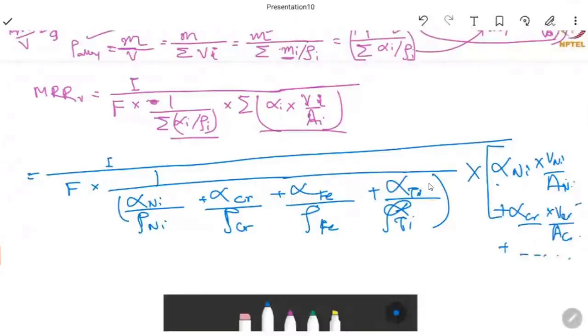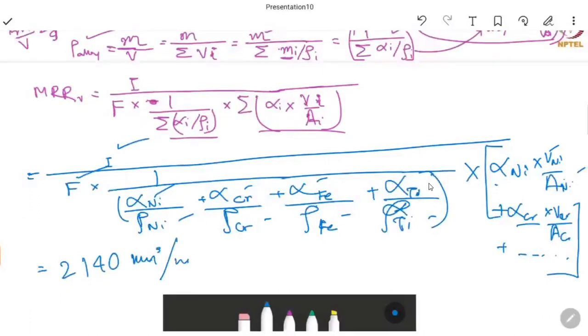If you do all the calculations, then you know I, you know Faraday's constant, you know all these individual values, and you will arrive at 2140 mm cube per minute. So this is the volumetric material removal.